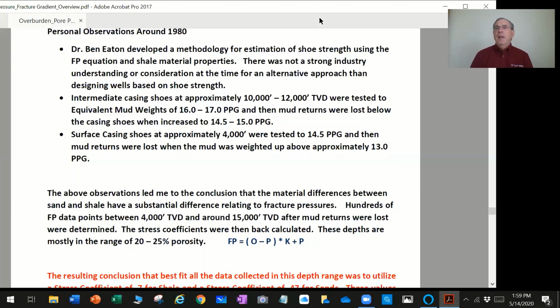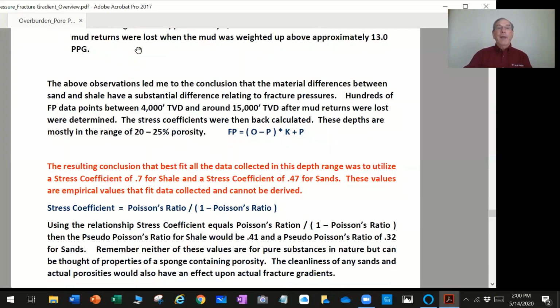So you've got to say, what's wrong? Something wrong is going on here. I also observed that I tested casing shoes at, say, 4,000 feet to 14.5 pounds per gallon, and then I lost returns below these casing shoes when the mud was weighted up to, say, 13 pounds per gallon. These observations made me come to the conclusion that the material differences between sands and shales have a substantial difference relating to fracture pressure.